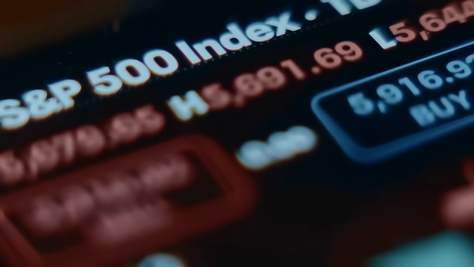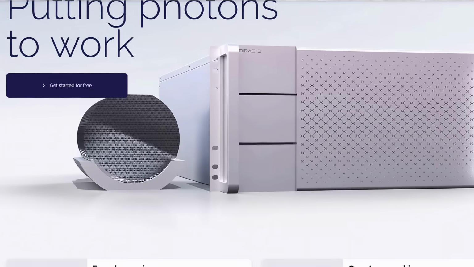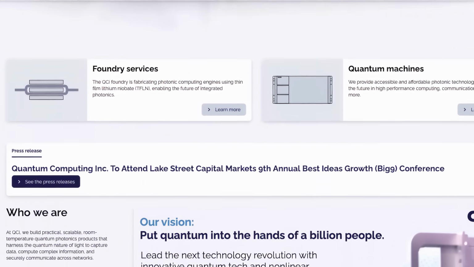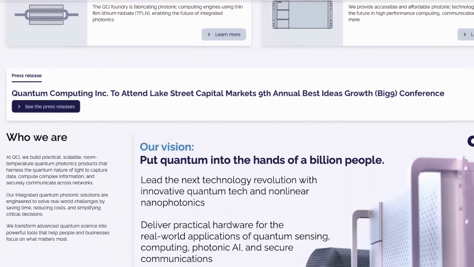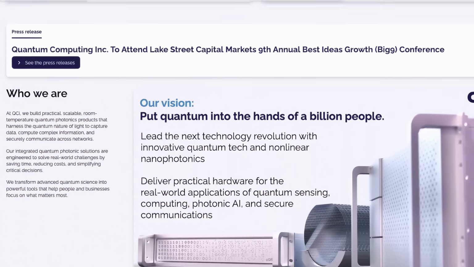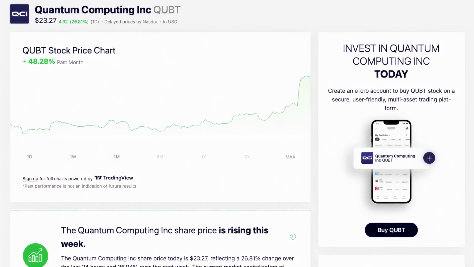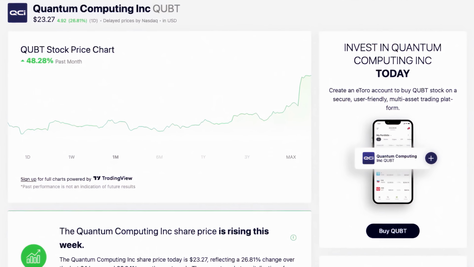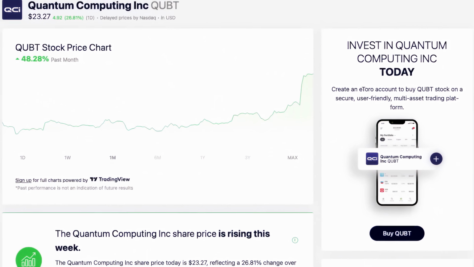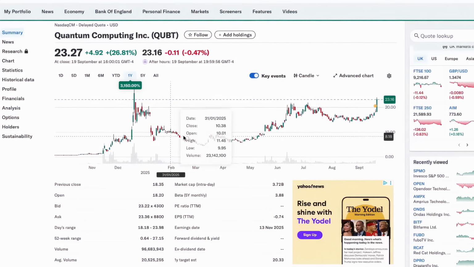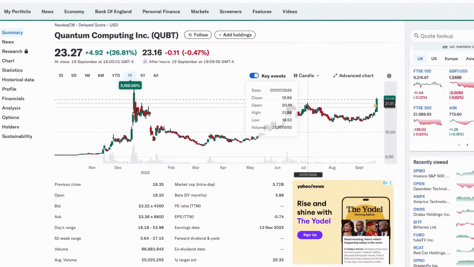QUBT's fundamentals remain shaky. The company is generating less than $2 million in annual revenue, and quarterly losses remain heavy. Analysts have consistently flagged the stock as valuation-rich, with much of its price action tied more to speculative sentiment than underlying performance. Adding to that risk, QUBT has a history of issuing new shares to raise cash, so dilution remains a major overhang. Technically, the stock behaves like a textbook high-beta microcap.